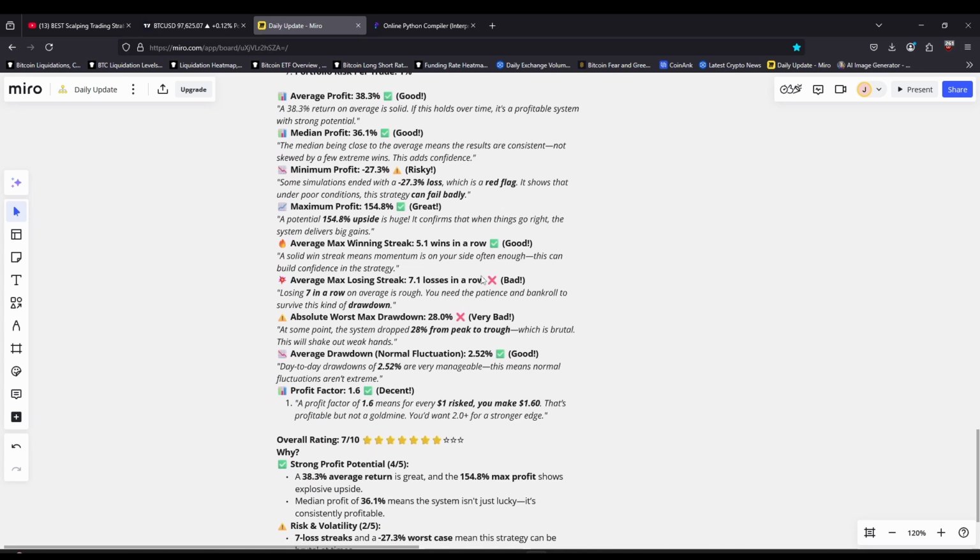Average max winning streak is around about 5, it's solid. And average max losing streak is 7. Absolute max worst drawdown is 28%. So this is why it's crucial.